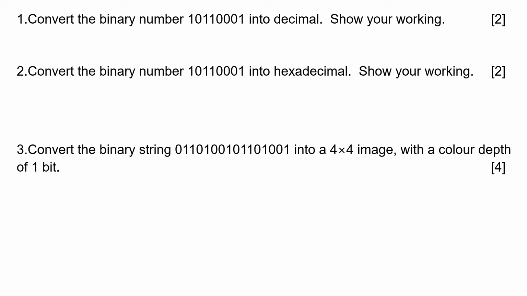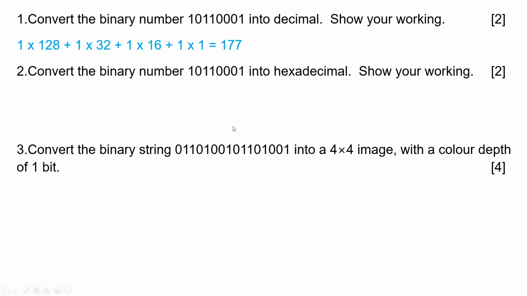First one, convert the binary number 1011001 into decimal, show your working. Put it into its number columns. The rightmost column will be the ones, the next column will be double that, which will be the twos, the next column, the third column, will be the fours. Ones, then the twos, the fours, the eights, the 16s, the 32s, the 64s, and the 128s. So you add it all up, you get 177.